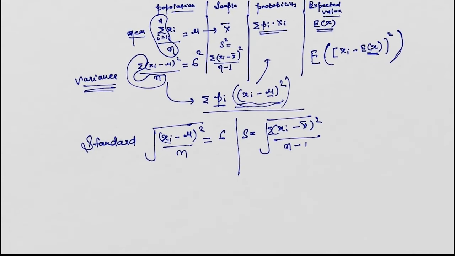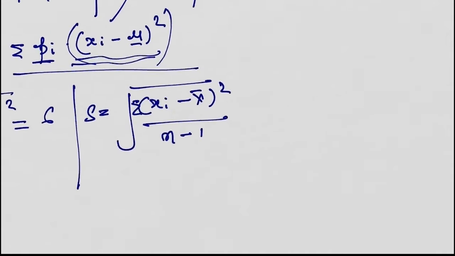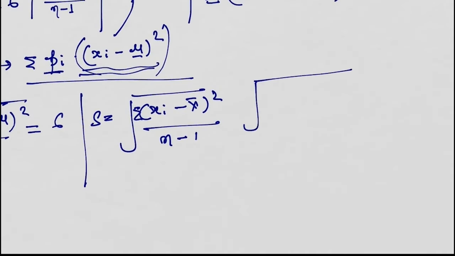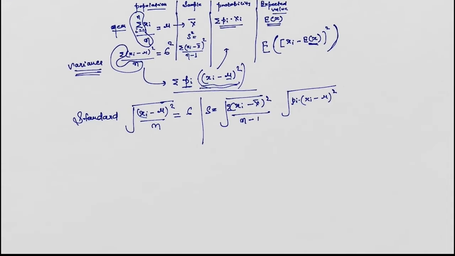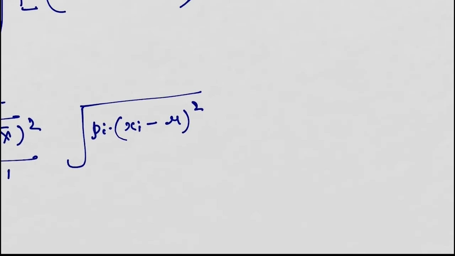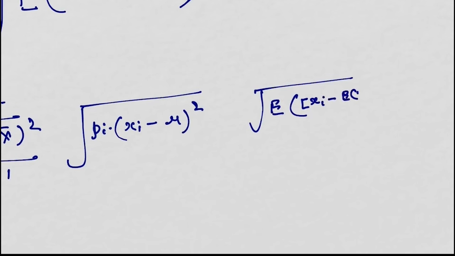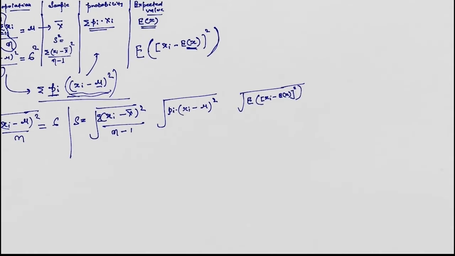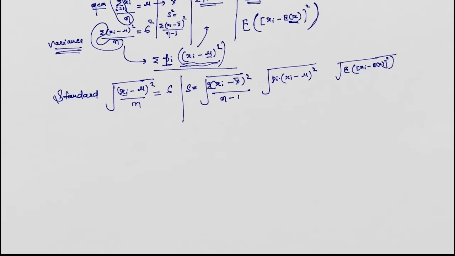And in probability terms, the formula would be the square root of the summation of probability into xi minus mu whole square. And in expected terms, the formula would be the square root of the expected value of what? Expected value of xi minus the expected value of x, which is the mean. We need the expected value of its square, under the square root. So this is another way of writing the formula of standard deviation.